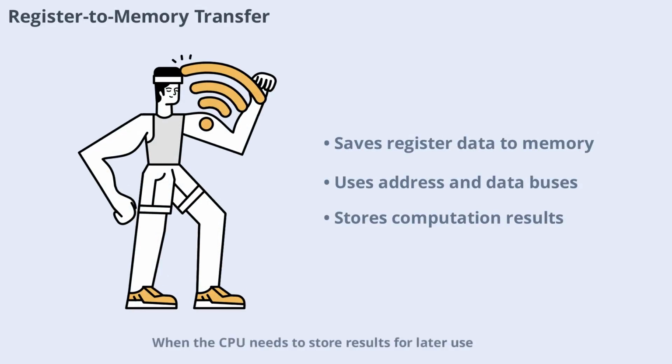When the CPU needs to store results for later use, it performs a register-to-memory transfer. The data in a register is sent out to a specified memory location via the bus. This process involves placing the address and data on their respective buses and signaling the memory to write the data. It's essential for saving computation results and maintaining program state.